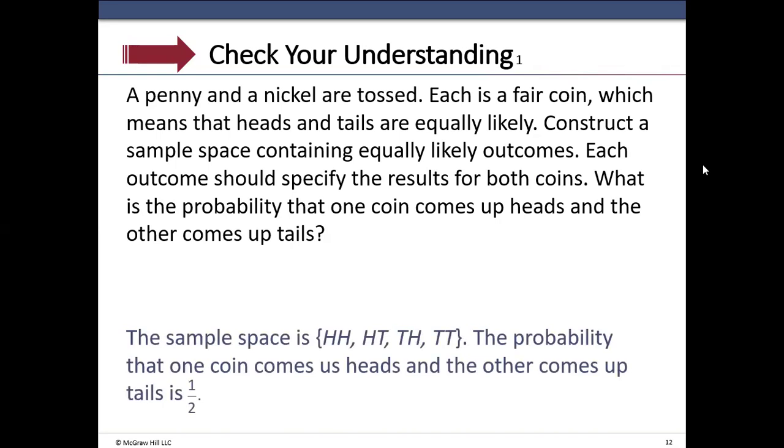So, the sample space consists of four possible events. It's HH, that means both coins land head face up, then HT, TH, and TT. What is the probability that one coin comes up heads and the other comes up tails? Those are two, HT and TH. So the probability that one comes up heads and the other comes up tails is 2 out of 4, or half.